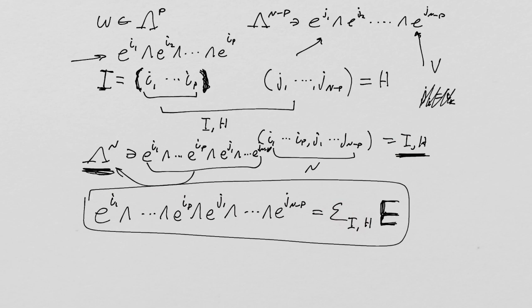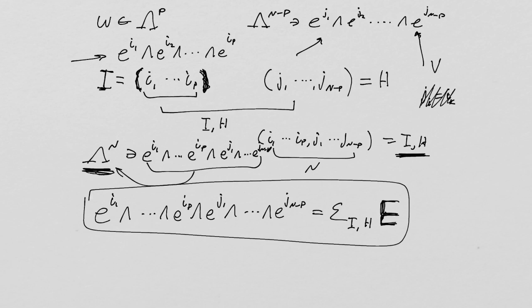This Levi-Civita symbol will track the whole thing. And the I comma h just means concatenating all of these things together. Because none of the members of I are the same as the members of h, you'll never have a duplicate in this sequence, and therefore this will either be plus or minus 1. It'll never be 0. So this is just an expression where you take an element of p and an element of n minus p, wedge them together, and you get an element of the top form.